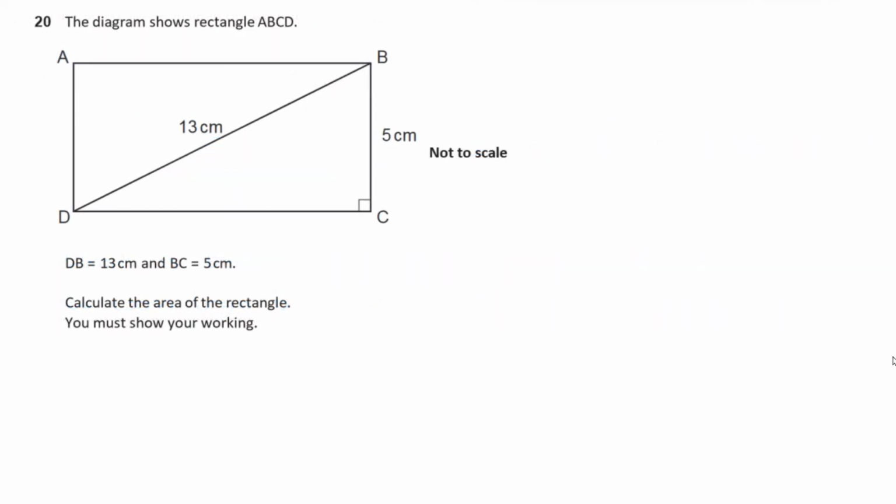Question 20. The diagram shows rectangle ABCD. DB is 13 centimeters and BC is 5 centimeters. Calculate the area of the rectangle. You must show your working. Well, in order to work out the area of a rectangle, area equals length times width, isn't it? Now we know the width is 5, but the length, we don't currently know that, do we? Because we're not given that side of the rectangle. So we know this one is 5. We don't know L yet.